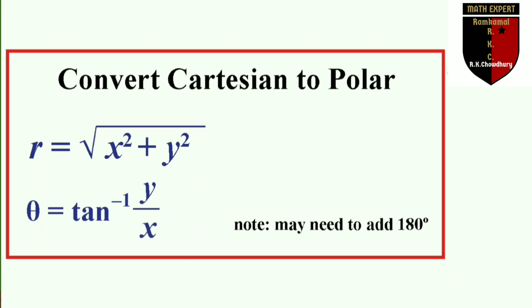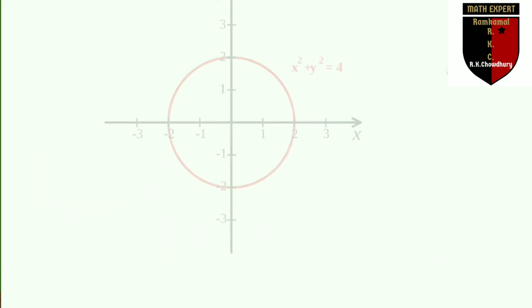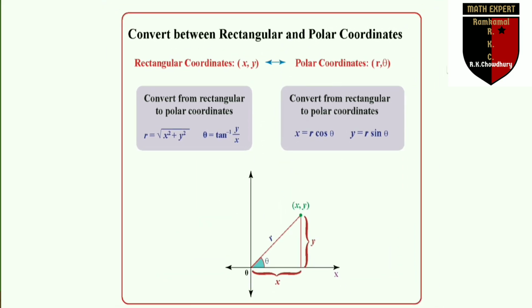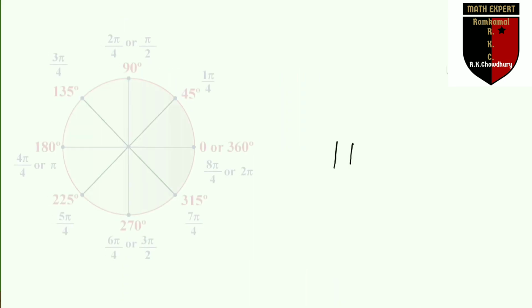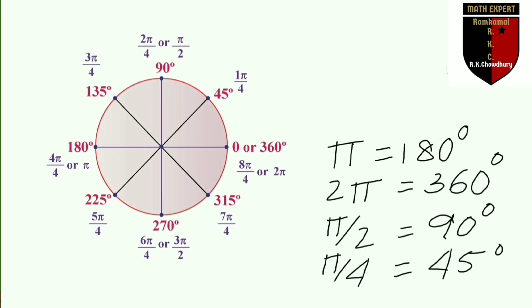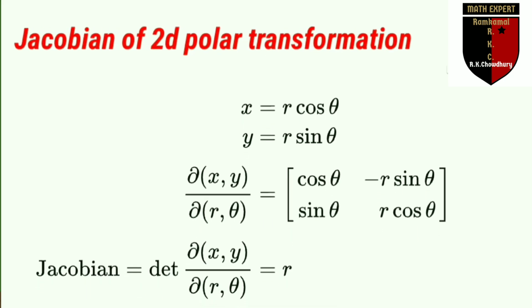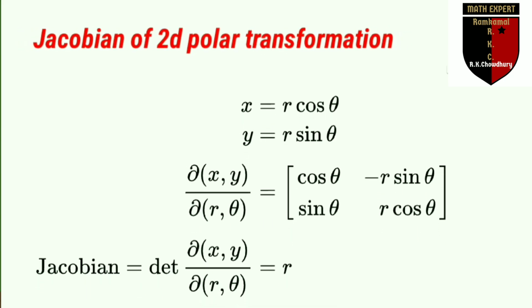Conversely, r is equal to the square root of x square plus y square and theta is equal to tan inverse y by x. To locate a point on the xy plane we need two coordinates, but in polar coordinates we need only one coordinate, either theta or small r. We calculate the other by its curve's equation. It's the main advantage of the polar coordinate over the Cartesian coordinate.